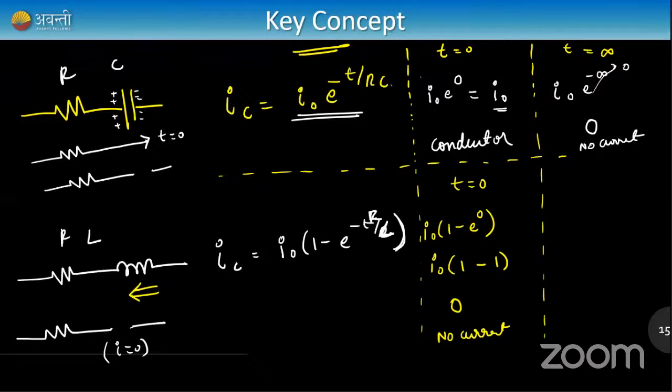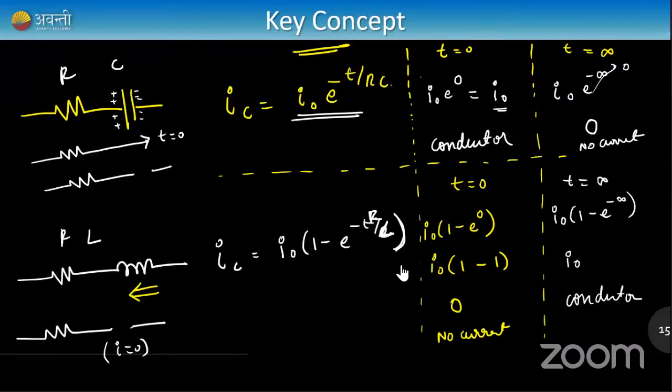Okay, and let us see what will happen to the inductor. At time t is equal to infinity, the capacitor current will be, sorry, the inductor current will be equal to I naught into 1 minus e raised to minus infinity, right? What is e raised to minus infinity? It is 0. So 1 minus 0 is 1, and I naught into 1 is I naught. See, now all the current is passing, so it behaves as a conductor.